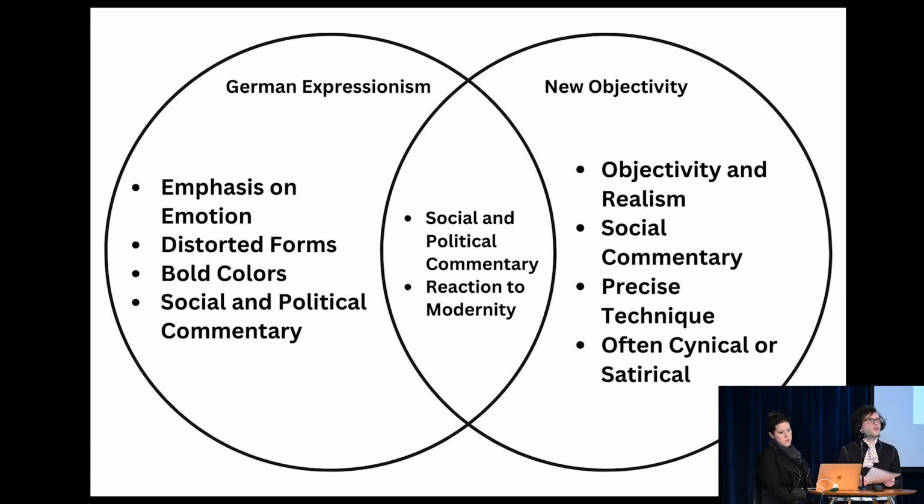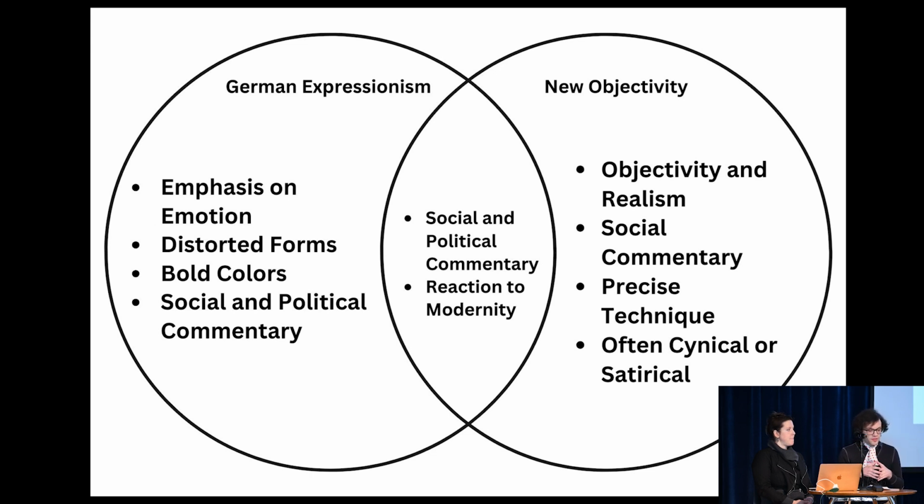So the New Objectivity movement did not actually begin until the 1920s, which is outside of the scope of this presentation, but still Käthe Kollwitz is often associated with them and isn't exactly a part of it. But the New Objectivity movement was actually a direct reaction to Expressionism. And instead of portraying the inner world of the figures in the works, they tried to focus on objective reality.